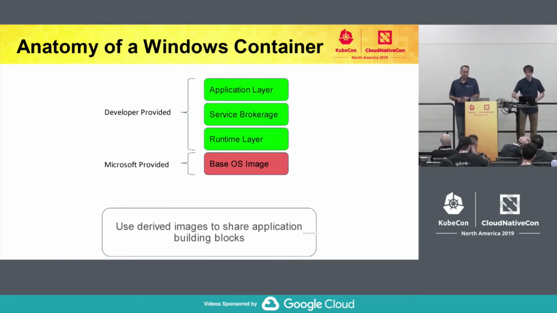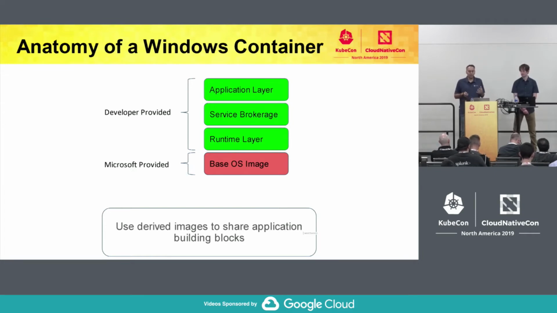So looking at the anatomy of a Windows container, the way we view it is, obviously in certain organizations this might look a little bit different, but at the high level, you start with a base OS image that Microsoft provides. Microsoft is the only one that's allowed to distribute and create the base OS image for different Windows SKUs. Then you have your runtime layer, and that could be .NET, or .NET Core, Python, Node.js, or anything else that you're running your application in, any service brokerage, and then the application component.